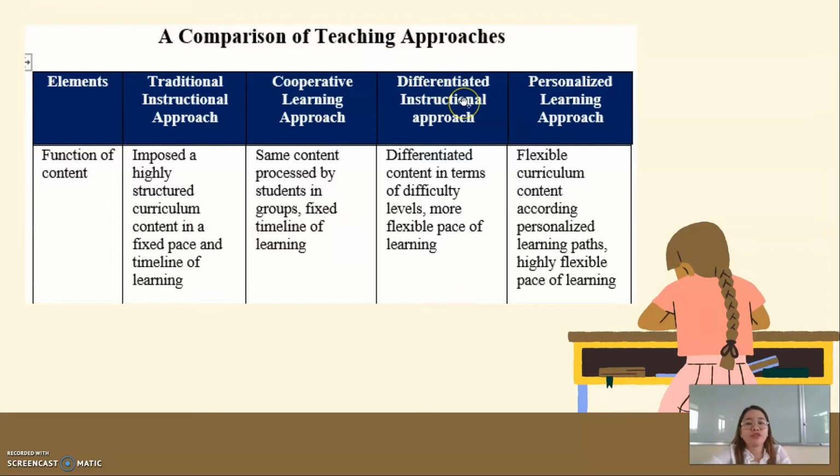Now let's talk about the differentiated instructional approach. In the differentiated instructional approach, the content being given to the students is varied. It will depend on their level, on their ability. Let's say, for example, in your group 1, which is the group that needs more improvement and more guidance, you will give them the activity that is suited for their level, not activities that are too difficult. Activities that are too difficult, you should not give to them.